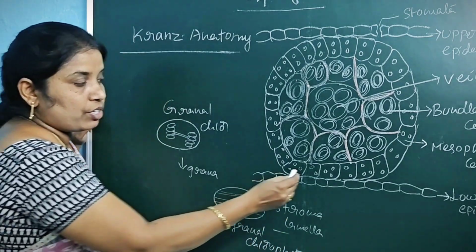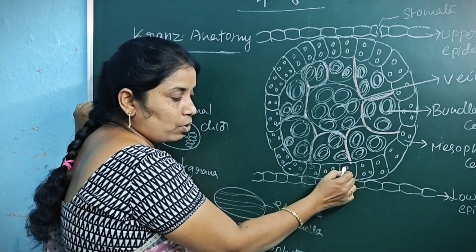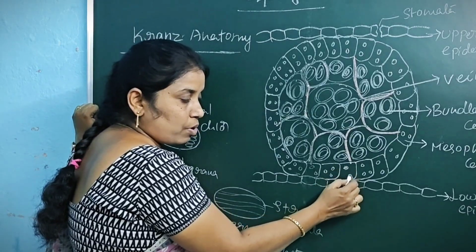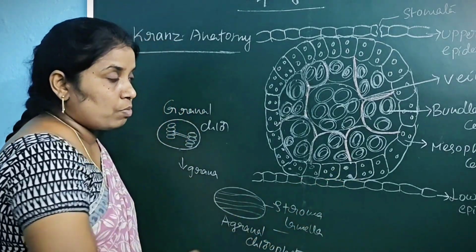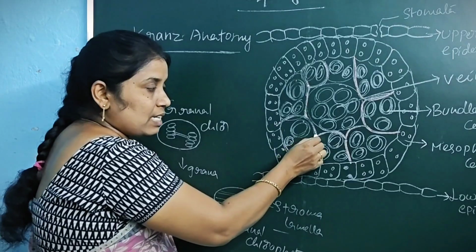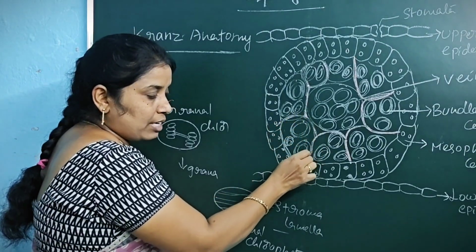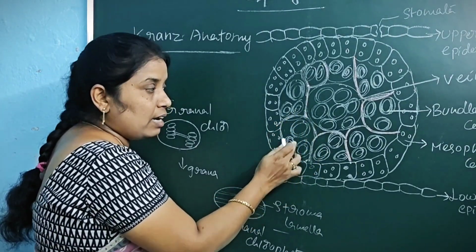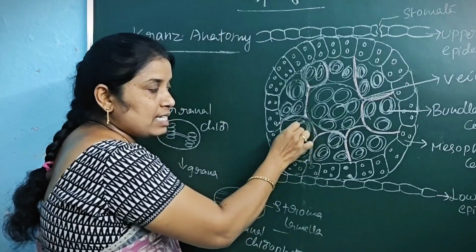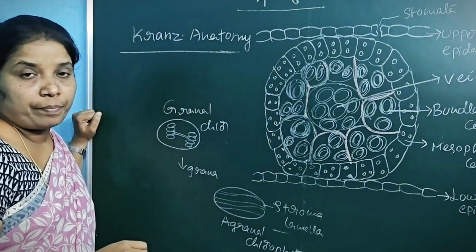You can see mesophyll cells have smaller chloroplasts. The cells are also small, and the chloroplasts are also small. Whereas the bundle sheath cells are bigger when compared to the mesophyll cells, and the chloroplasts of bundle sheath cells are also bigger. Okay.